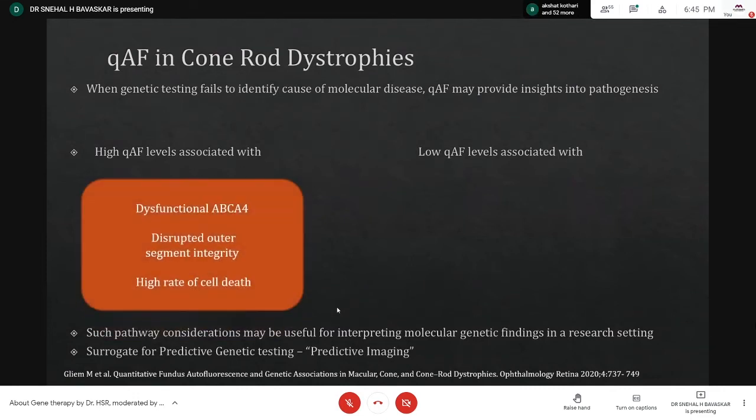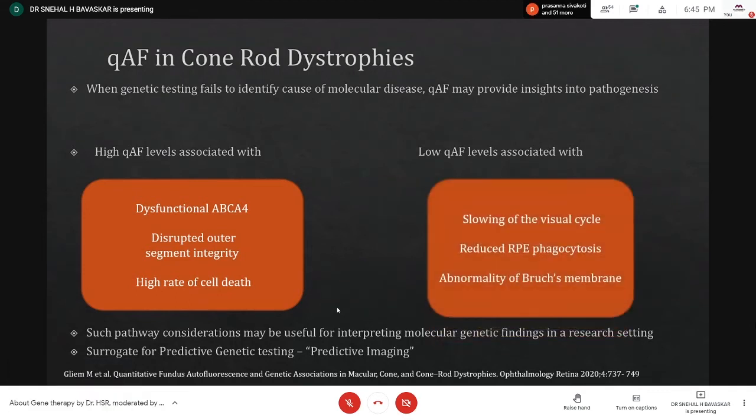High quantitative autofluorescence levels can be associated with a dysfunctional ABCA4, disrupted outer segment integrity, and a high rate of cell death. Also, low quantitative autofluorescence levels may be associated with slowing down of the visual cycle, reduced RPE phagocytosis, and abnormality of Bruch's membrane. Such pathway considerations are useful in interpreting the molecular genetic findings in a research setting.